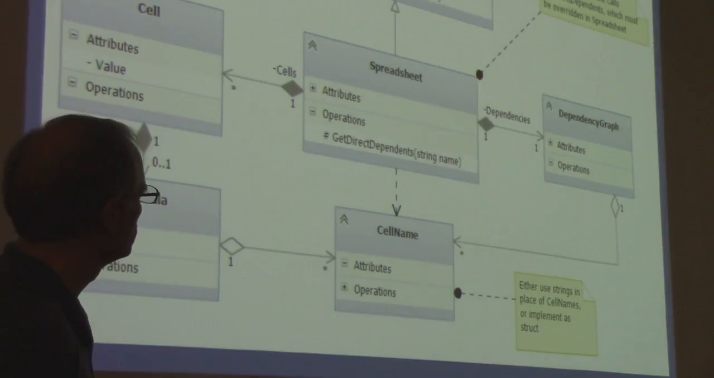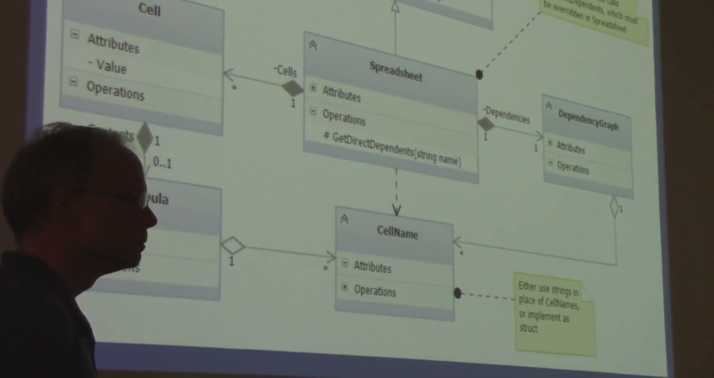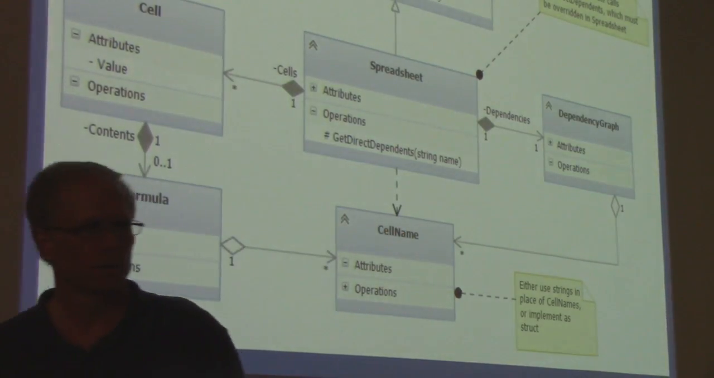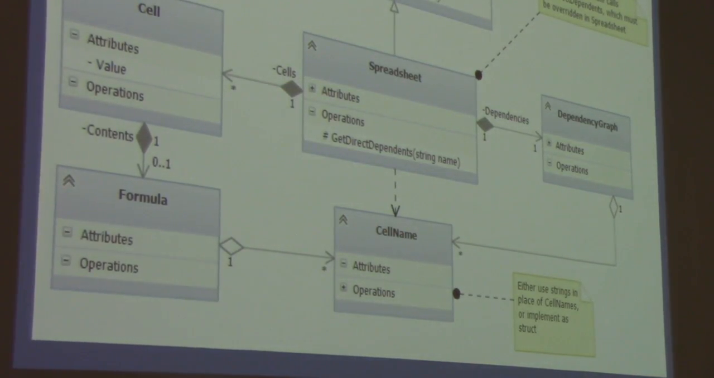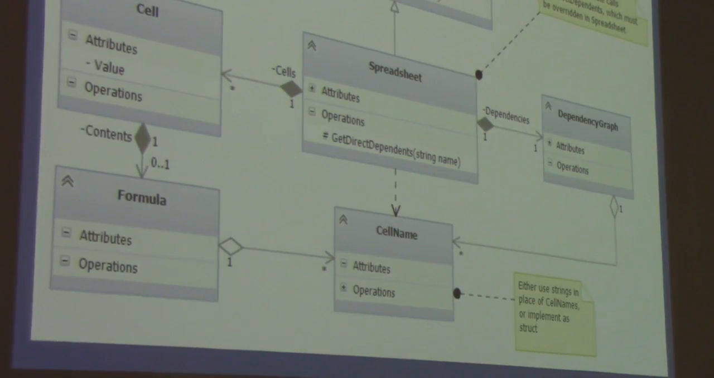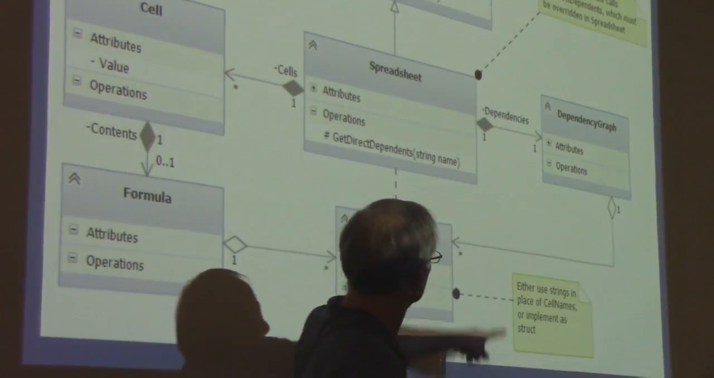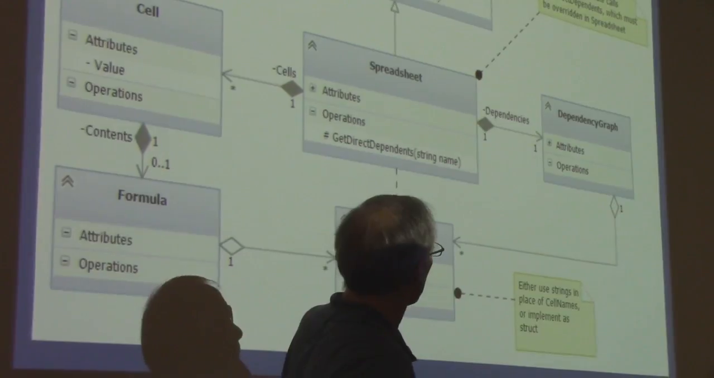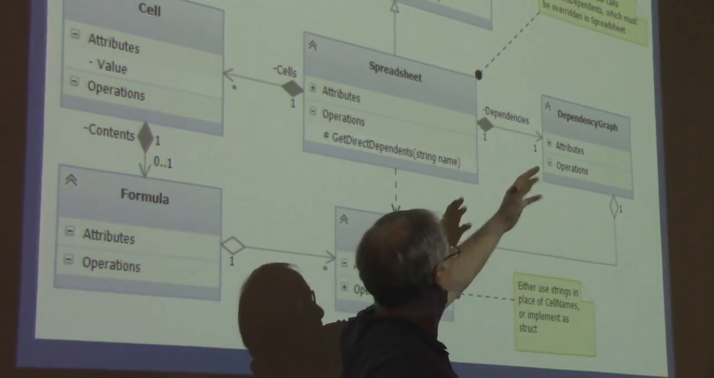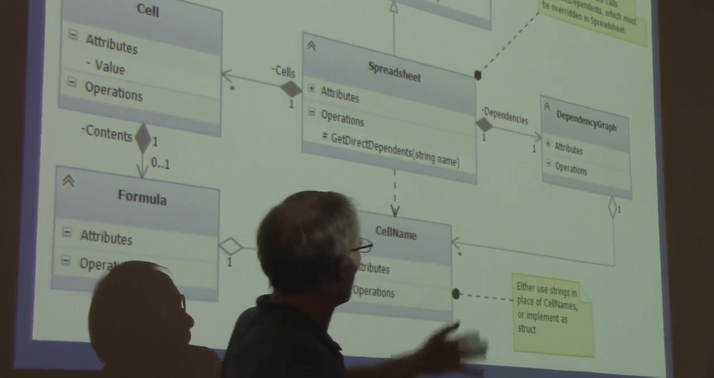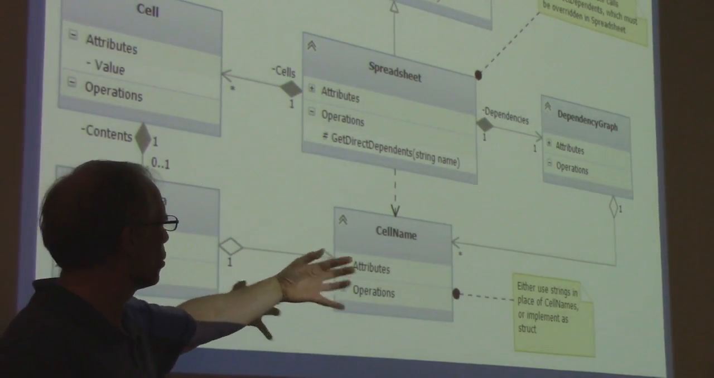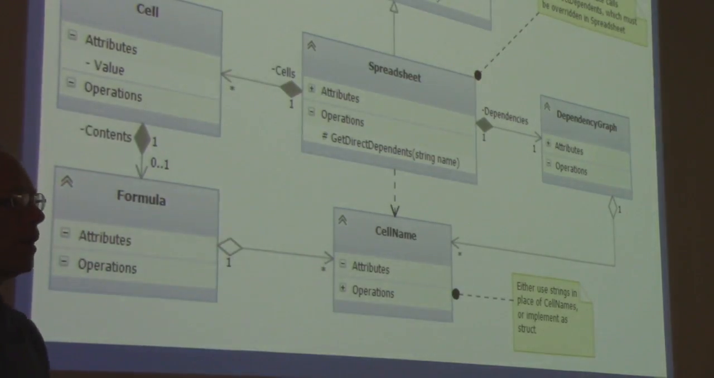Okay, what else can you tell? What's the relationship between dependency graphs and cell names? Every dependency graph can refer to any number of cell names, but every cell name refers to the same one. Right, and it may be wrong. A cell name doesn't really have to refer to a dependency graph, but a cell name would only be contained by one dependency graph is the way to interpret that.